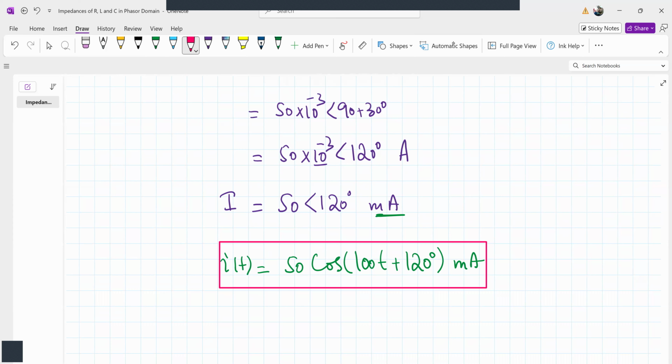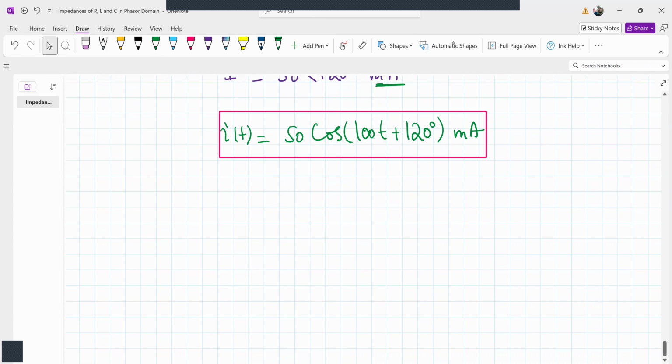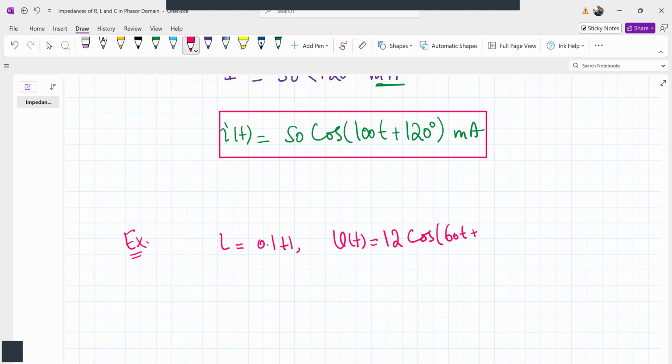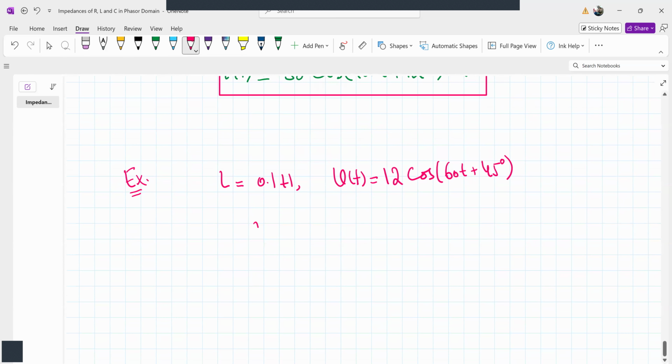Now one more problem based on these phasors. Let's assume the voltage across an inductor. Inductance is 0.1 Henry. The voltage applied across this is v of t, given as 12 cos of 60t plus 45 degrees. Okay. So a voltage applied across an inductor of 0.1 Henry is this. Find the current. So our goal is to find the current flowing through this inductor.